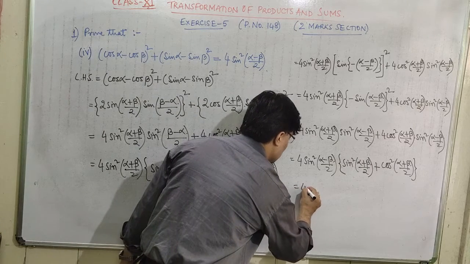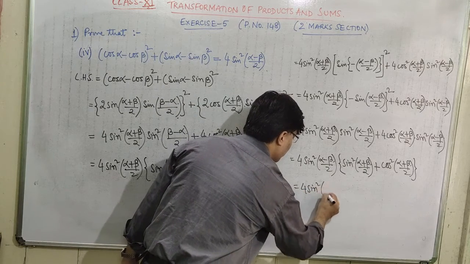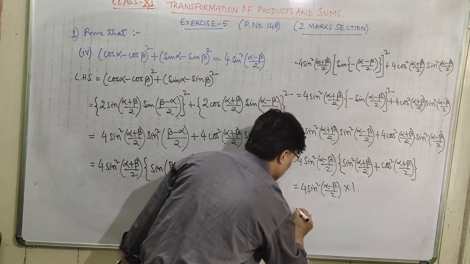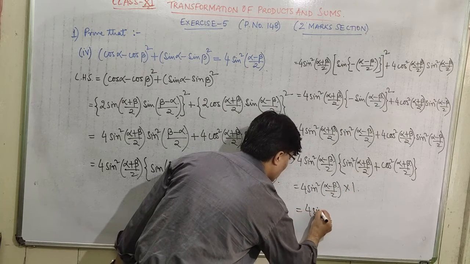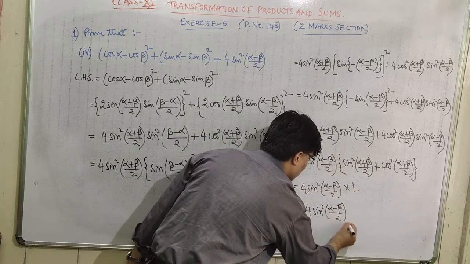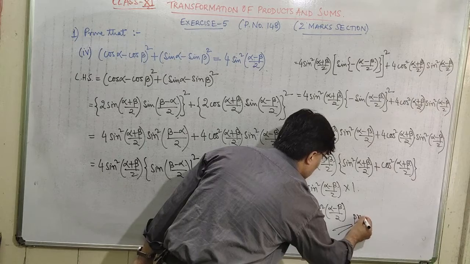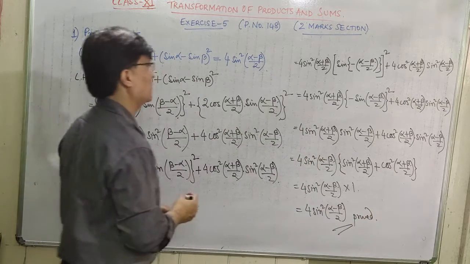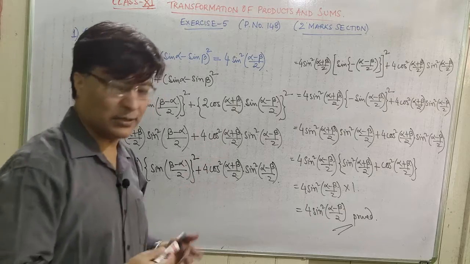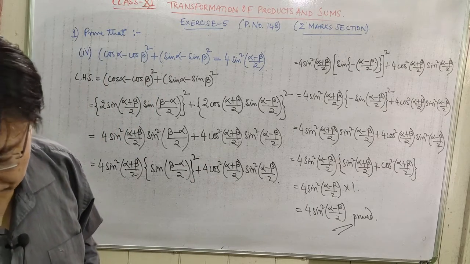So which is equal to, this is 4 sine square. This is your alpha minus beta by 2 into 1. So which is equal to 4 sine square alpha minus beta by 2. So it is proved. So I think you have understood it. So you can copy it. Now we'll do the next question.